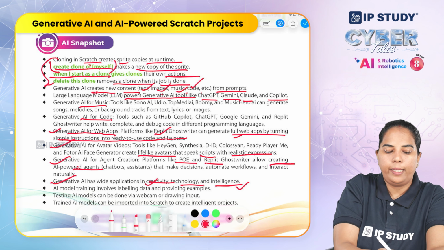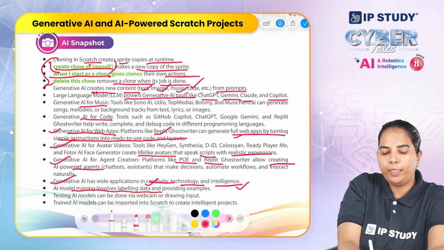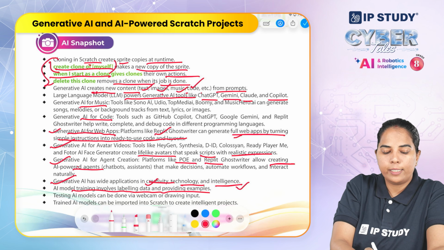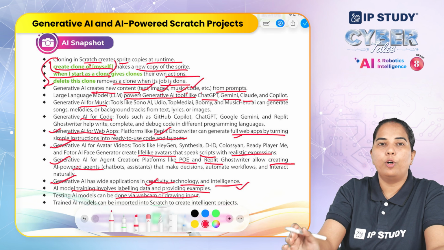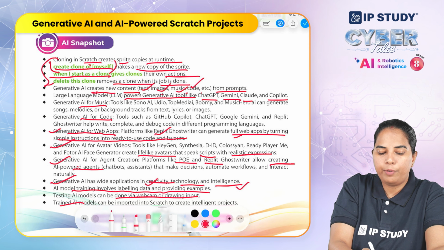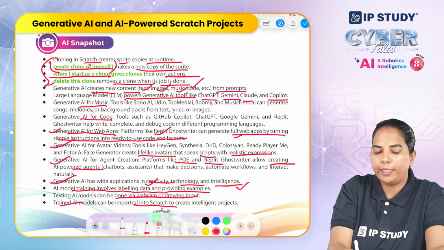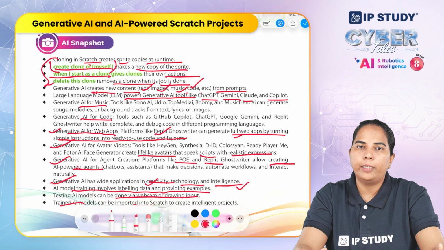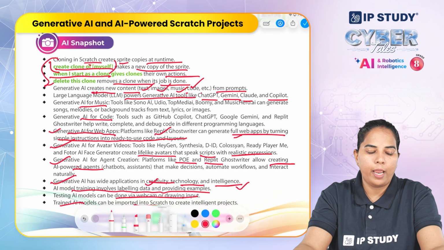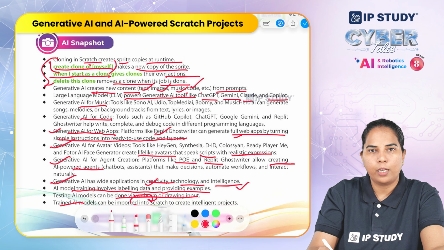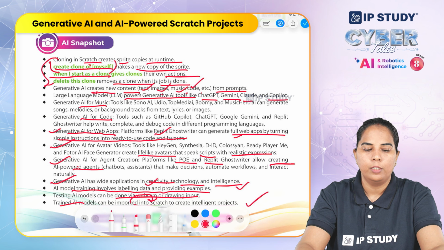AI model training involves labeling data and providing examples. Testing AI models can be done via webcam or drawing input. Trained AI models can be imported into Scratch to create intelligent projects. So we have seen that we have created an AI model and imported it into Scratch and built our own project. So that's it for today.